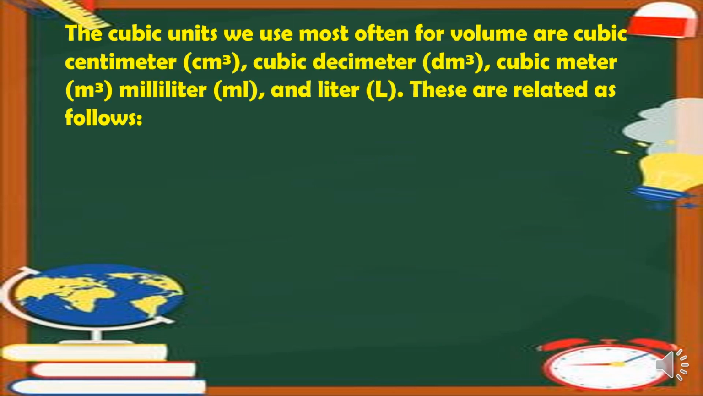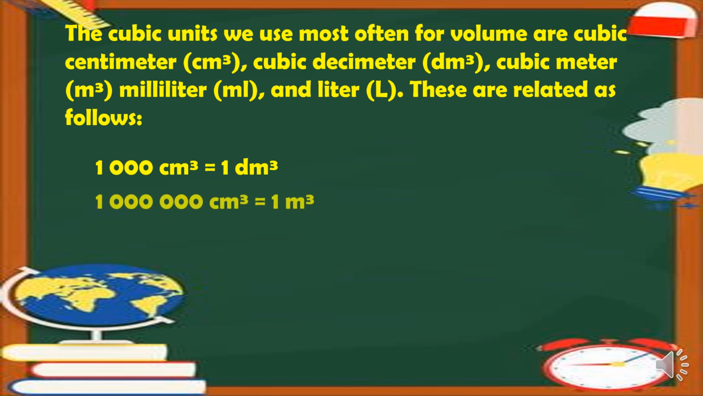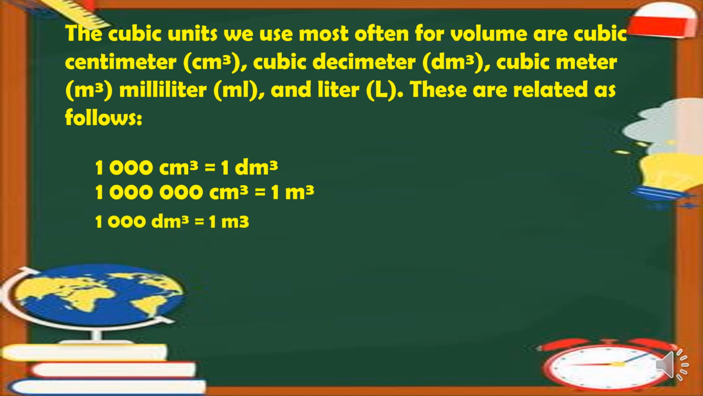Okay, so the cubic units we use most often for volume are cubic centimeter, cubic decimeter, cubic meter, milliliter, and liter. And these are related as follows. For example, 1,000 cubic centimeter is equivalent to 1 cubic decimeter. And 1 million cubic centimeter is equivalent to 1 cubic meter. So 1,000 cubic decimeter is equal to 1 cubic meter. And then 1 cubic decimeter is equal to 1 liter.